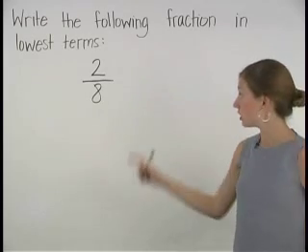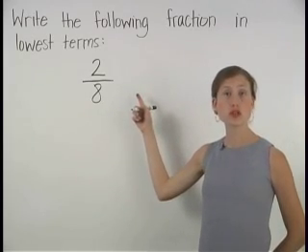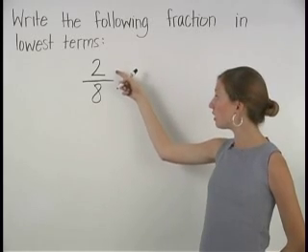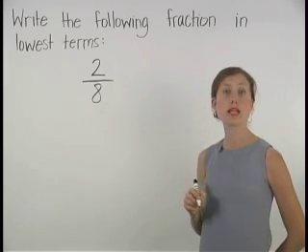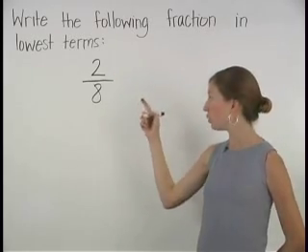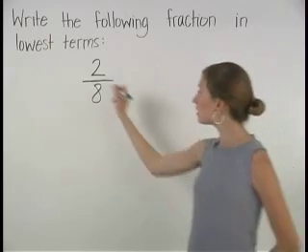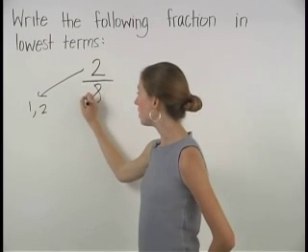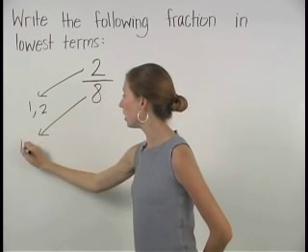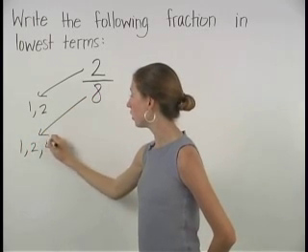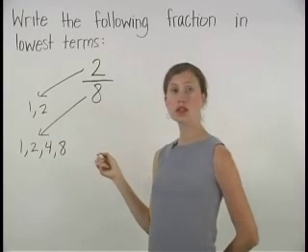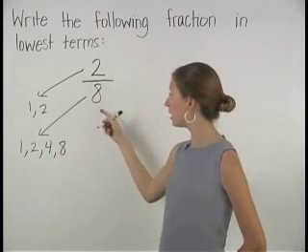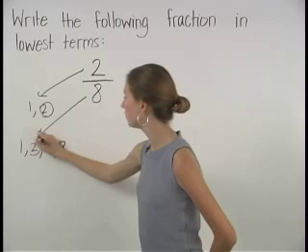To write the fraction 2/8 in lowest terms, we divide the numerator and the denominator by the greatest common factor of 2 and 8. Since the factors of 2 are 1 and 2, and the factors of 8 are 1, 2, 4, and 8, the greatest common factor of 2 and 8 is 2.